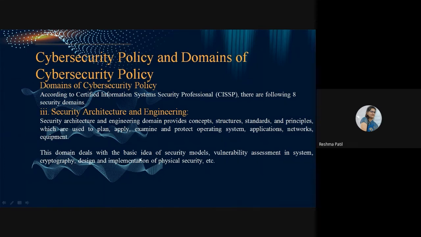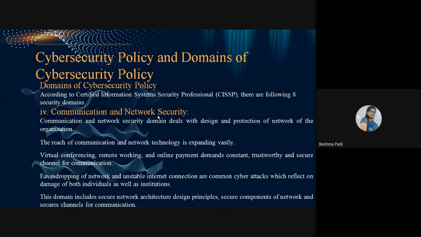This domain deals with the basic idea of security models, vulnerability assessment in systems, cryptography, and design and implementation of physical security. So under this domain you will learn what a security model is, what vulnerability assessment is, what cryptography is, and how to design and implement physical security. So these concepts will be covered under this module, security architecture and engineering.